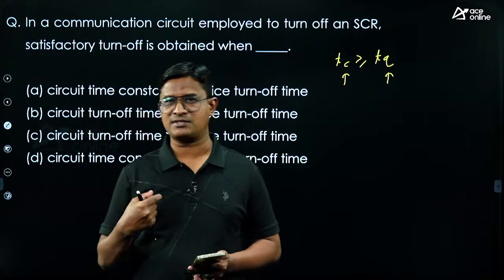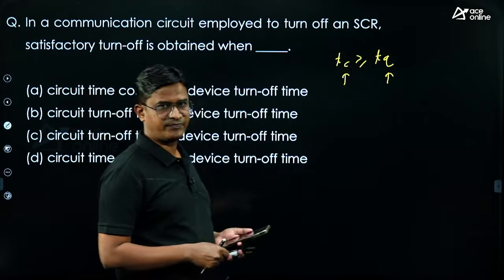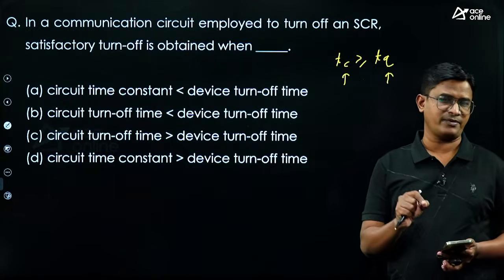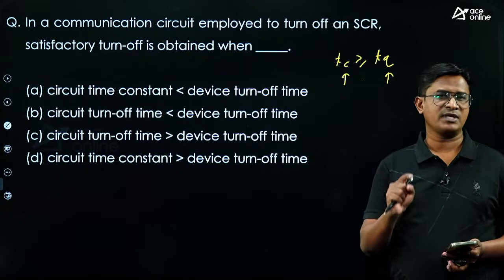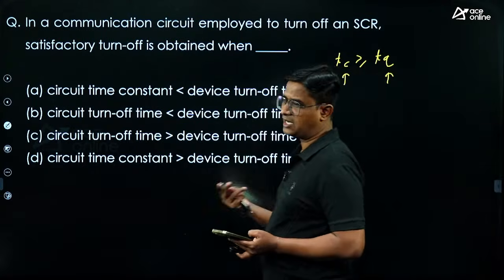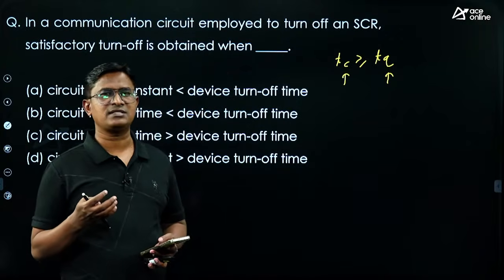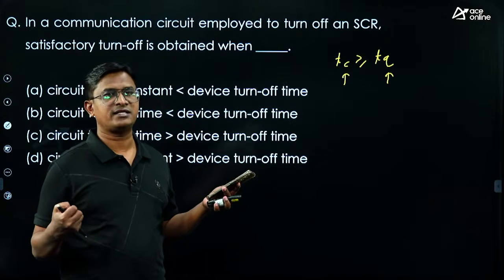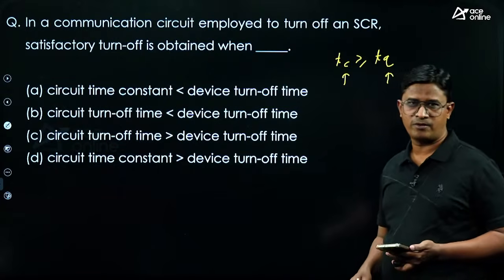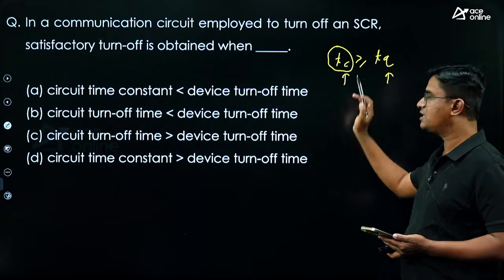That indicates how much time your device will take to turn off, and TC is the circuit turn off time. It is the time during which reverse voltage is maintained across your SCR by using a commutation circuit. That time is known as the circuit turn off time. We know that while turning off an SCR, which is a minority charge carrier device, first we are going to remove the stored charge carriers. And for removal of the stored charge carriers, we are maintaining the reverse voltage. So the time for which the reverse voltage is maintained is nothing but TC.